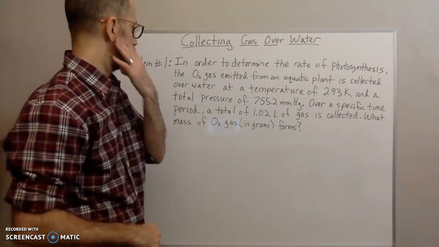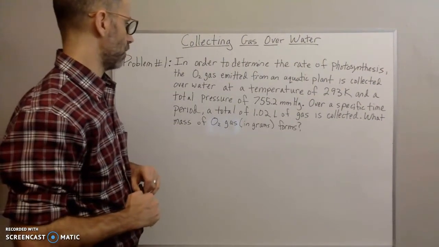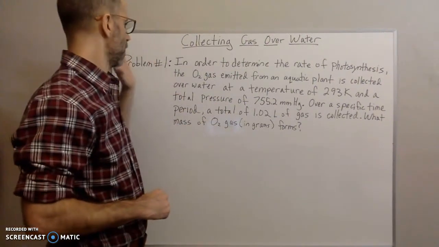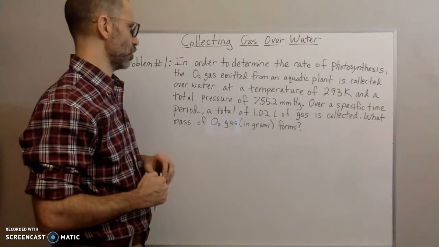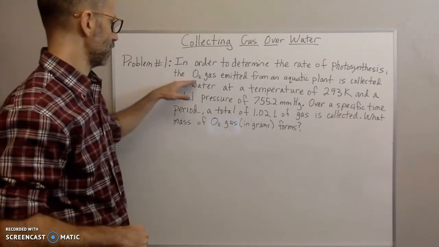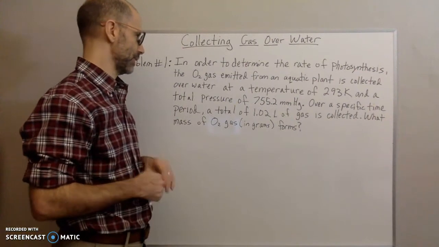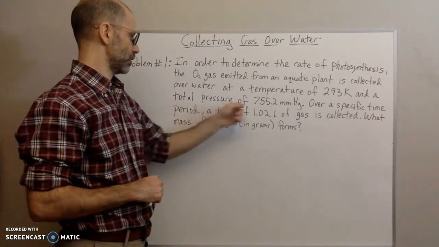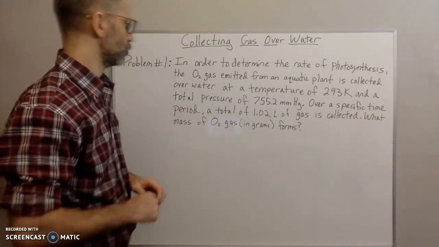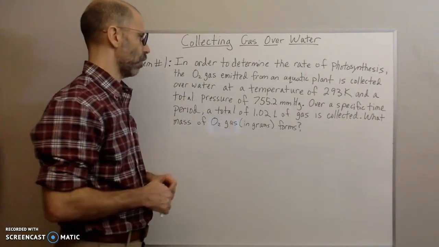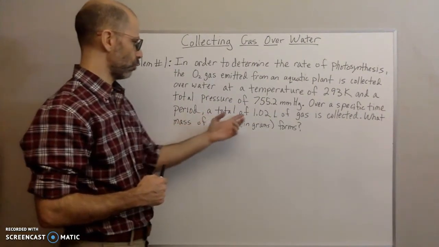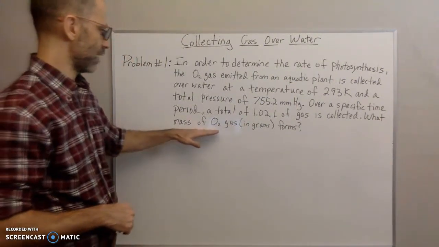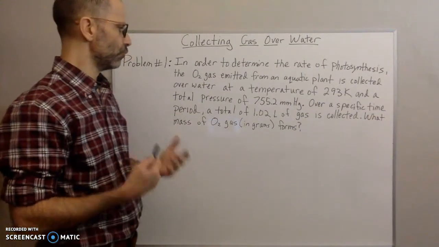So the first thing we need to do is find out what the partial pressure due to the oxygen is. Let's read the question. It says, in order to determine the rate of photosynthesis, the oxygen gas emitted from an aquatic plant is collected over water at a temperature of 293 Kelvin and a total pressure of 755.2 millimeters of mercury. Over a specific time period, a total of 1.02 liters of gas is collected. What mass of oxygen gas in grams forms?